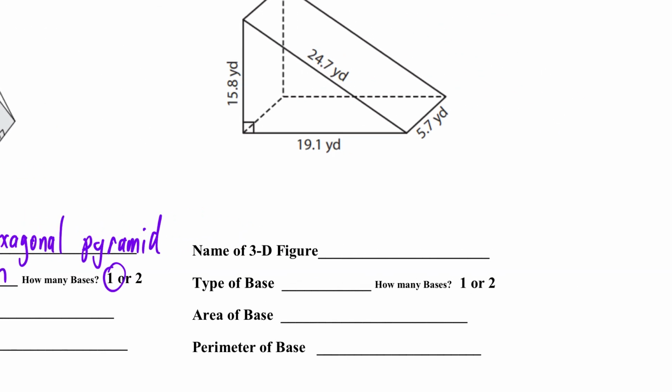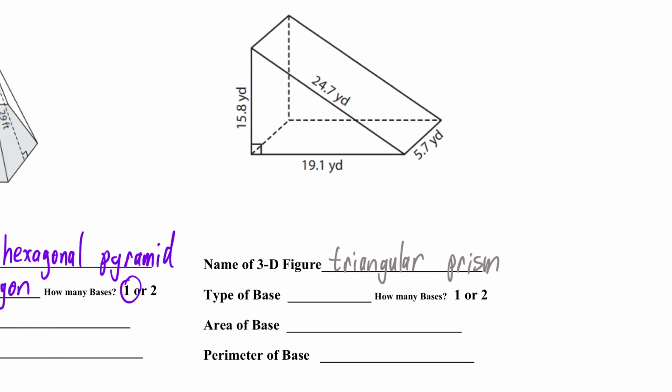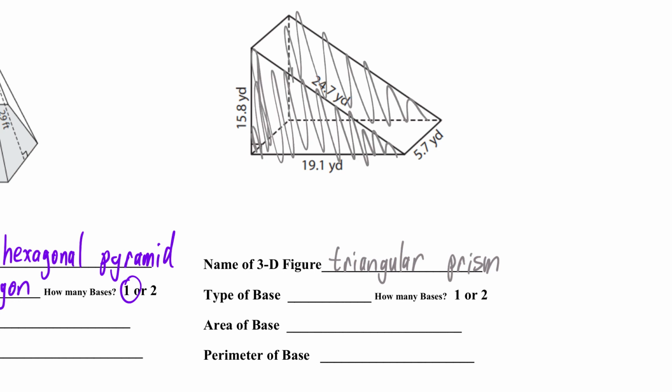Okay, on this last one, what is this? Good. It is a triangular prism. This is one that definitely messes people up. It's basically laying on its side. The triangles are still the bases. So this right here is one of the bases, and this back here is the other base. So the triangles are the bases. Obviously, it has two bases.